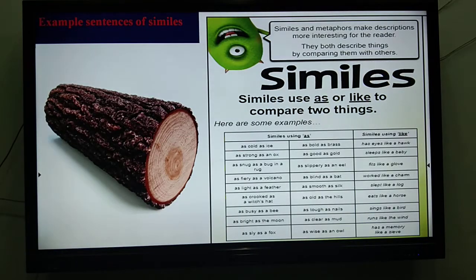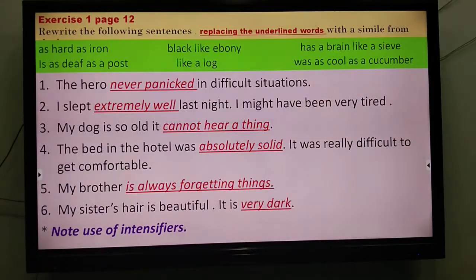So these are the similes that we had done. Now what about the exercises in our book on page number 12? Rewrite the following sentences, replacing the underlined words with a simile from the box that is down. As hard as iron.